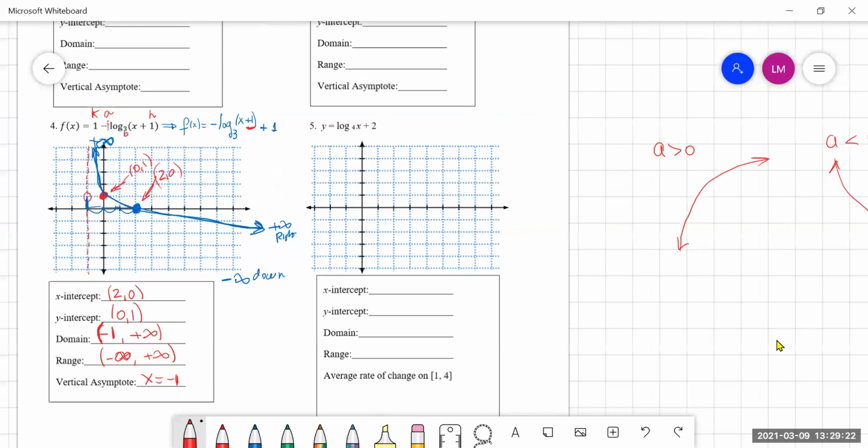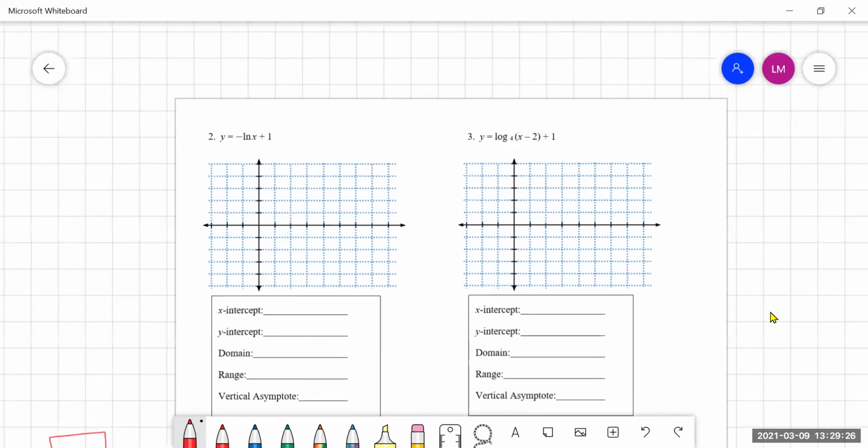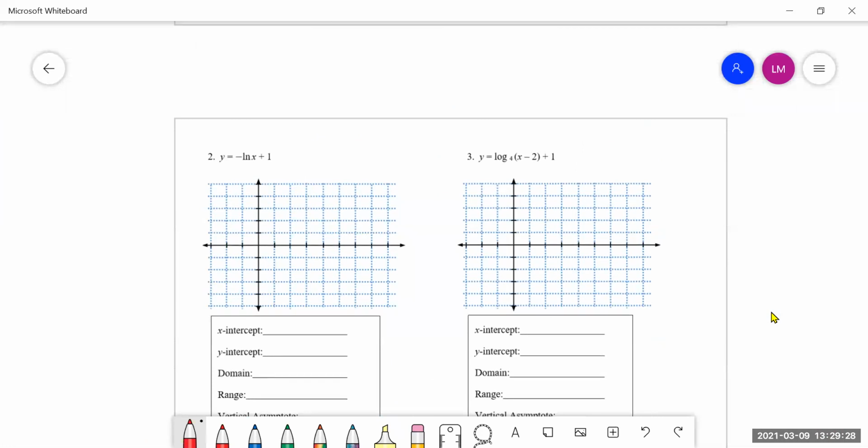I think we're ready to do one that the students are kind of scared of, which is the ln. Let's talk about it, okay? Question number 2. When I'm talking about the ln, we're talking about natural log. So let's see in another way. Let's take a different look. This is y equals negative, invisible 1, log base e of x plus 1.